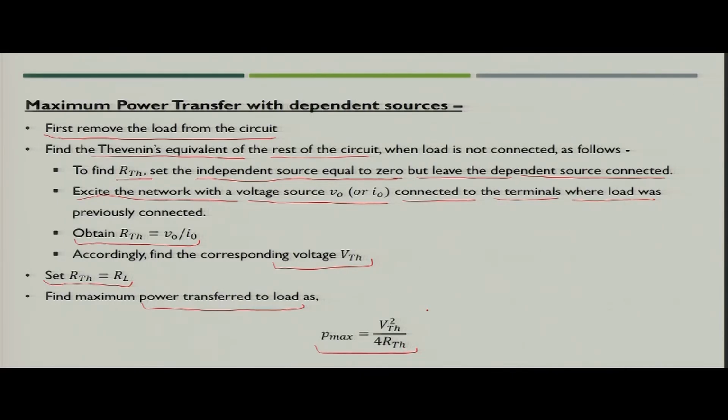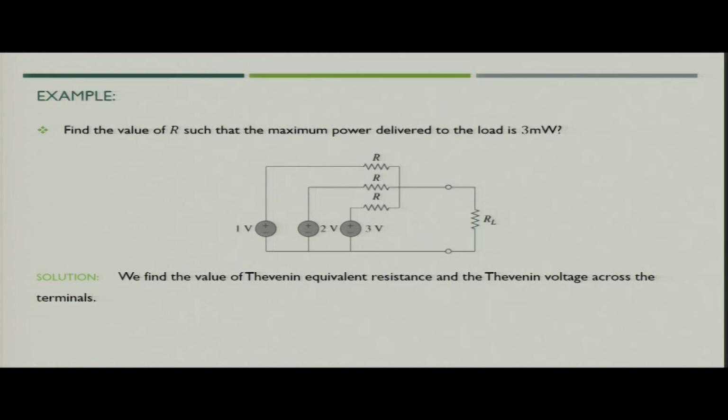So, we will utilize this process to find out the maximum power being transferred to the load when dependent sources are available. Let us take one example of the maximum power transfer theorem, then we will go to the dependent sources condition. Suppose this is the circuit and you have to find the value of R such that the maximum power delivered to the load is 3 milliwatt.